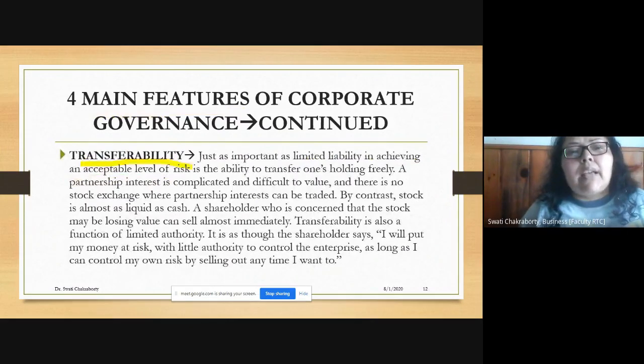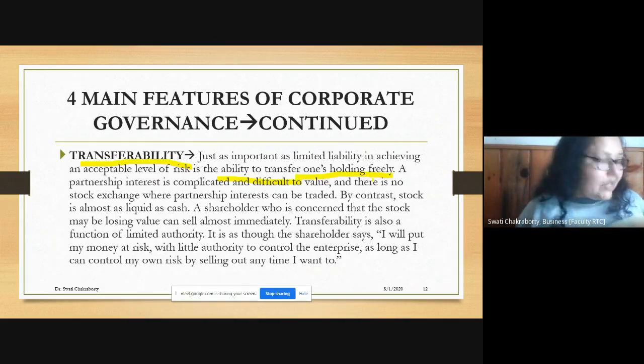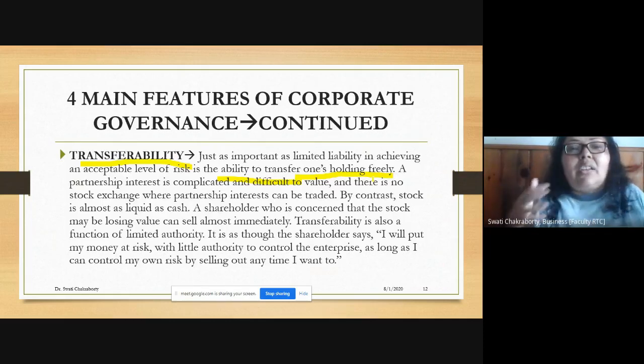Transferability. Transferability comes from the word transfer, that is, the ability to transfer one's shares or holdings freely. A shareholder can easily transfer their shares by selling. They can sell it to anyone; they have the right to transfer it to some other person's name by selling it.